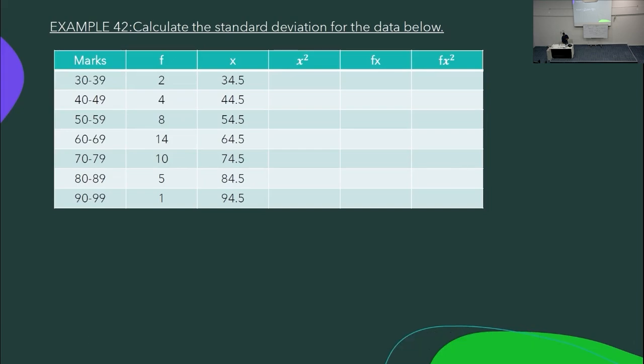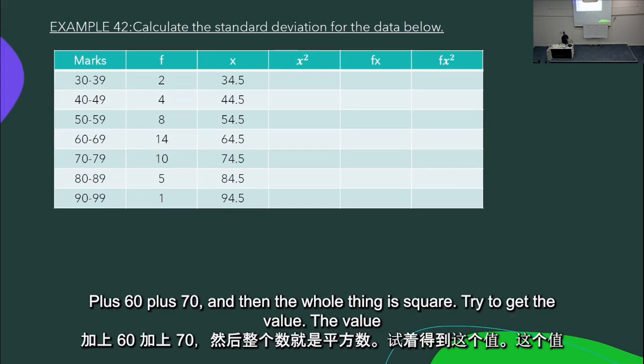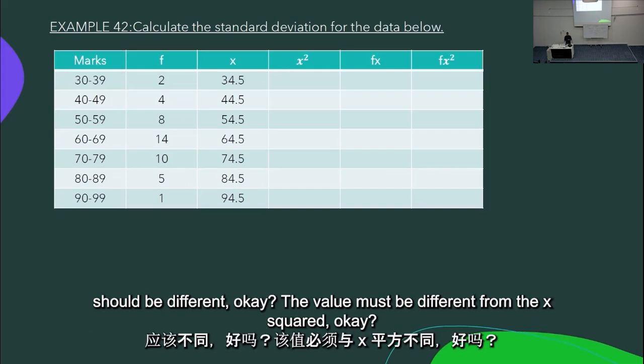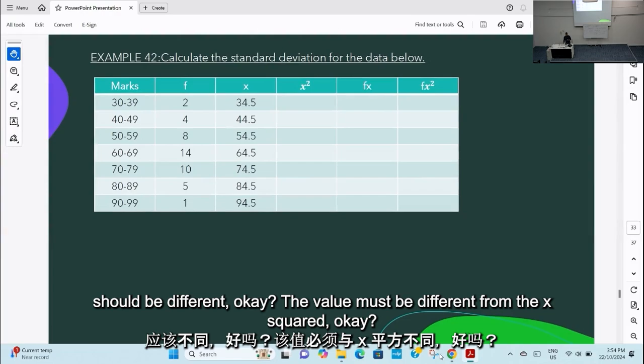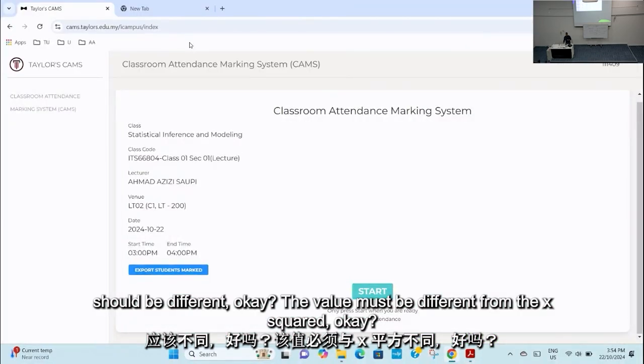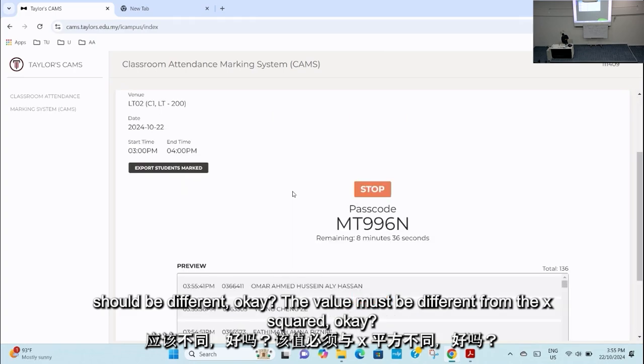Plus 50 plus 60 plus 70, and then the whole thing needs to be squared. Try to get the value. The value should be different. The value must be different from the x square.